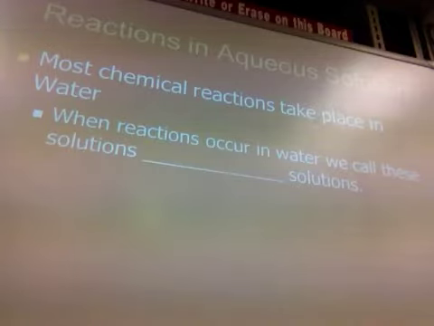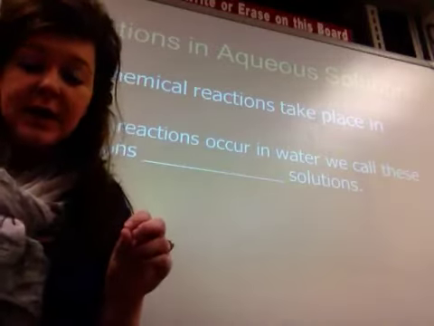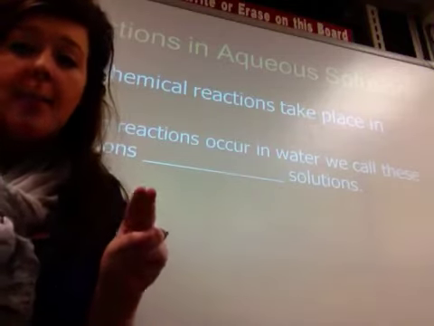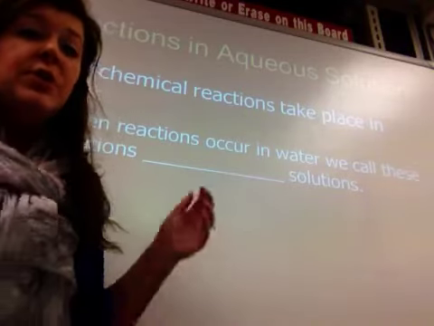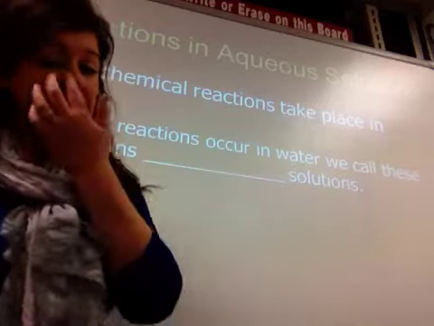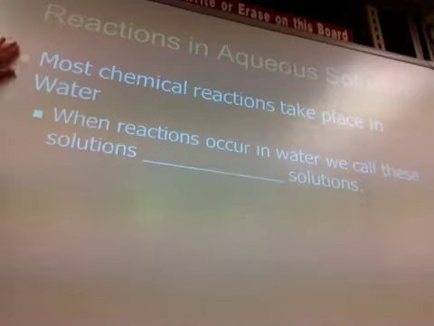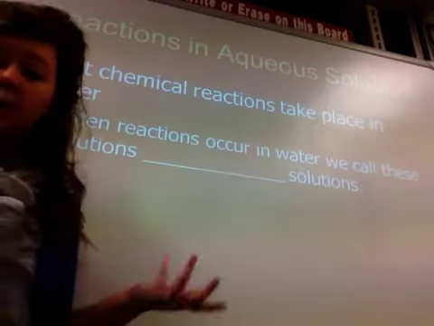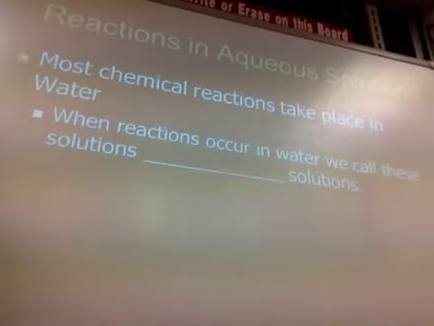Net ionic equations are reactions that happen in aqueous solutions. We know about a reaction that specifically has to happen when 2 compounds are in aqueous solutions, and those are double replacement reactions. So these are also going to be double replacement reactions, which is good for us because I think everybody thinks that those are the easiest ones. Most chemical reactions do take place in water, so we do consider most reactions to be reactions that take place in aqueous solutions. When reactions occur in water, we call these aqueous solutions.